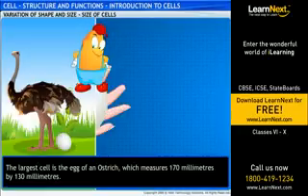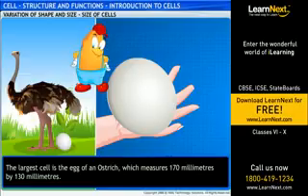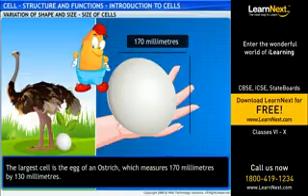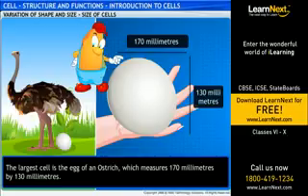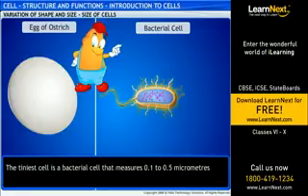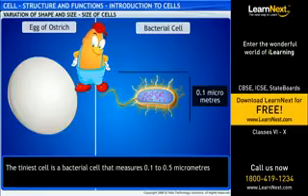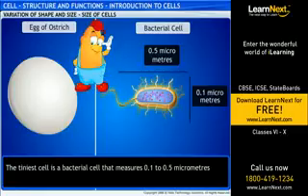The largest cell is the egg of an ostrich, which measures 170 millimeters by 130 millimeters. At the other end of the range, the tiniest cell is a bacterial cell that measures 0.1 to 0.5 micrometers.